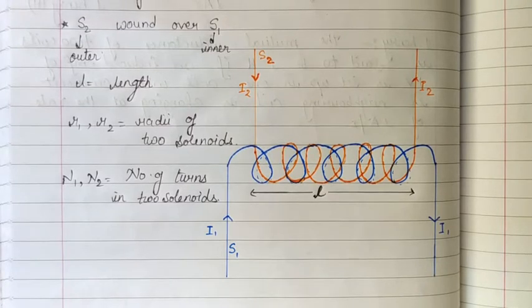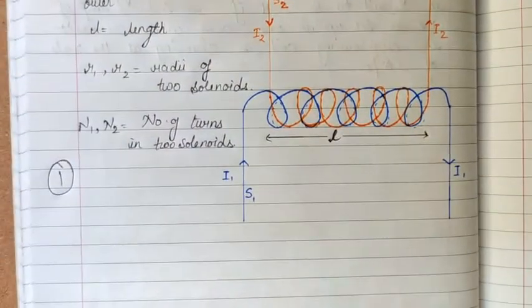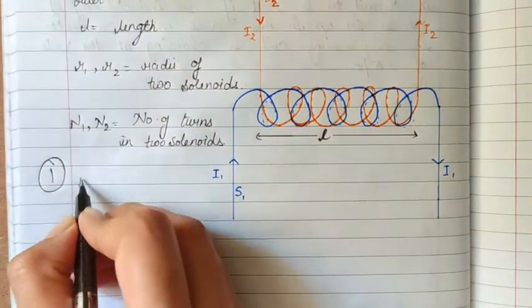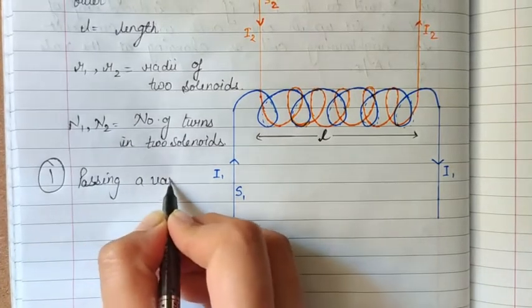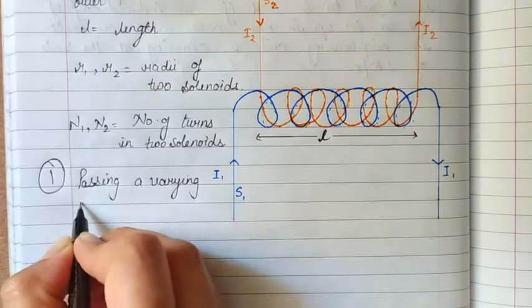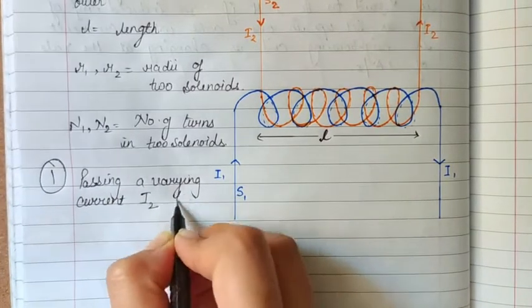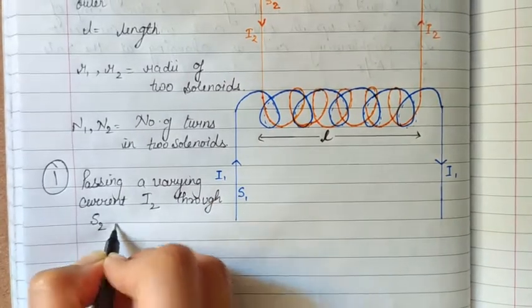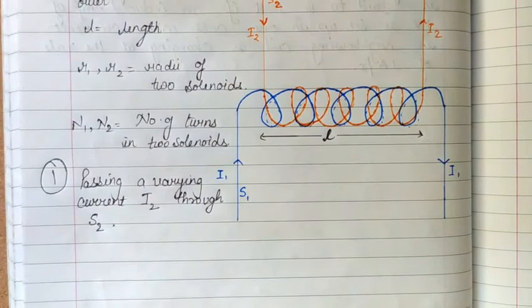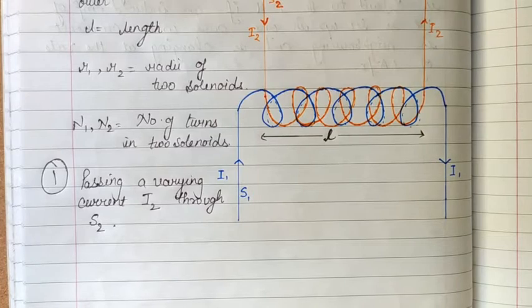Now first we are going to pass a changing current. We are passing a varying current I2 through solenoid S2. Because of this current I2 that we are passing, a magnetic field is set up inside S2.